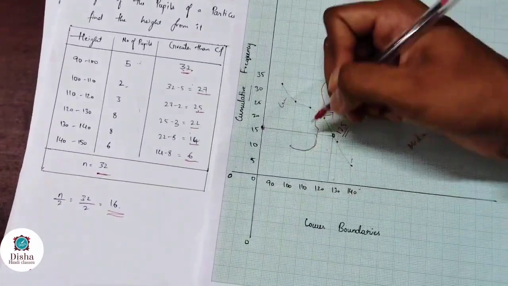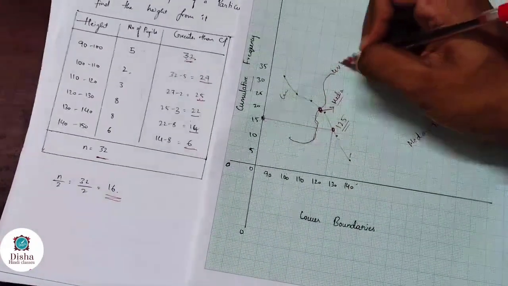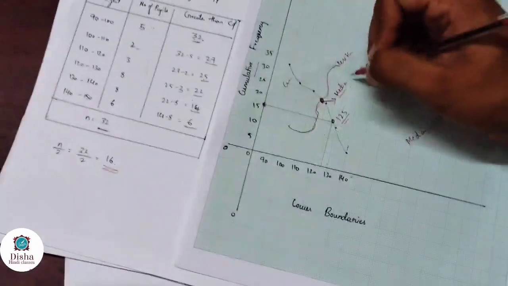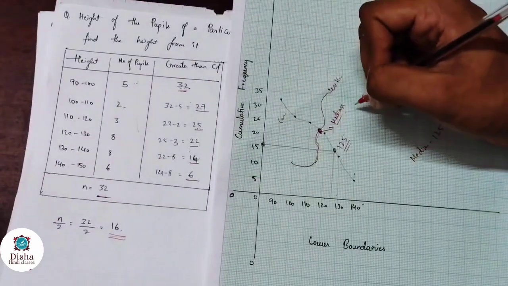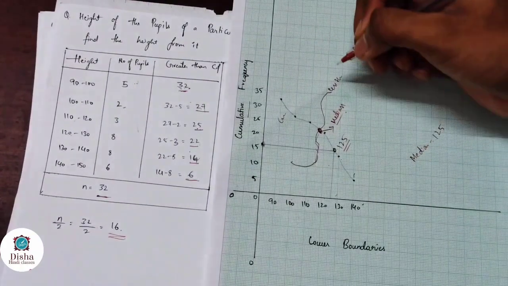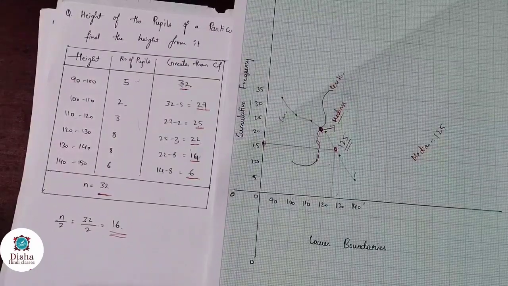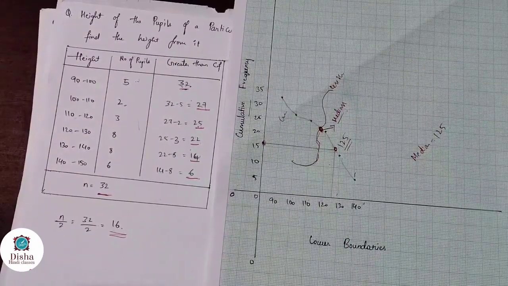Okay, if this is the greater than cumulative curve, the less than will be like this. So the less than cumulative curve, and the point at which they intersect is known as the median. Everything would be the same, we just have to plot the points and find the median. So this was the chapter statistics. I hope you all understood it.